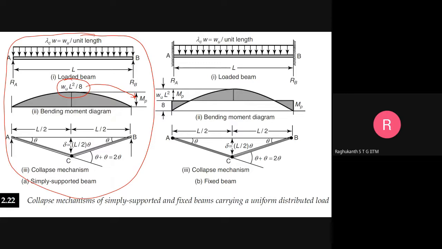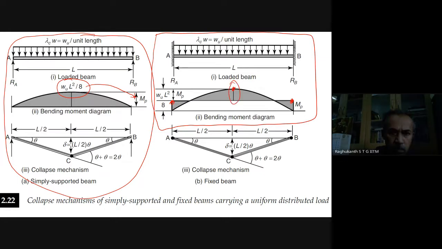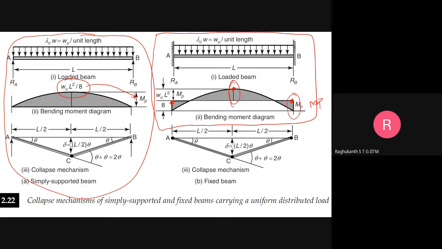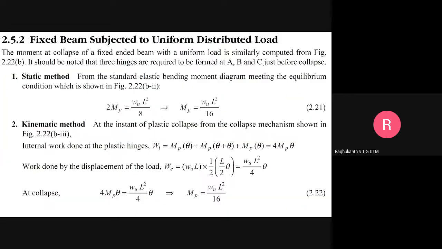Now suppose it is a fixed beam. This is the bending moment diagram. Tell me, what are the possible locations of hinges from the bending moment diagram? At the supports, and of course the center point. Now to find out collapse loads, our static method says that at all these places you equate the bending moment to Mp. Here also the bending moment is Mp, here also Mp, here also Mp. You have to equate all of them to Mp itself.